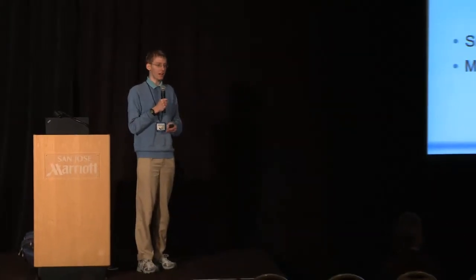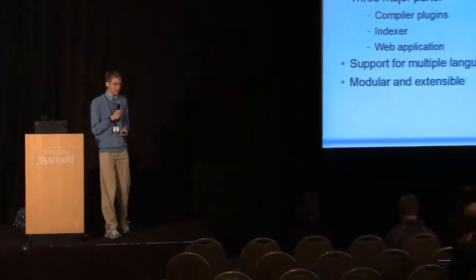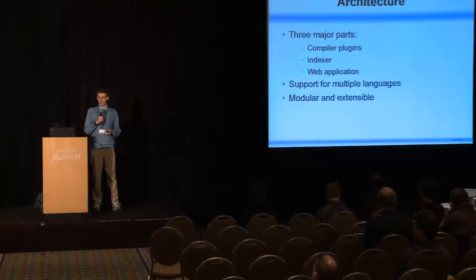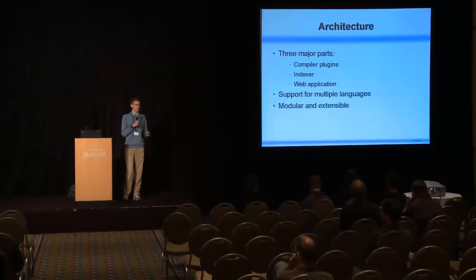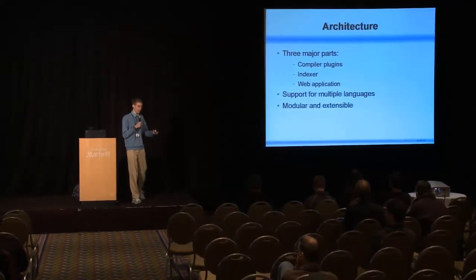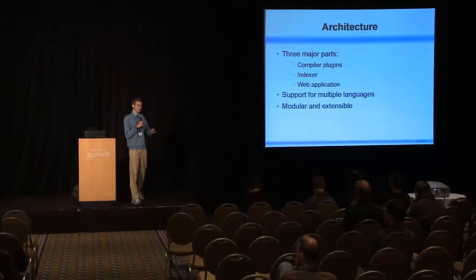So the design of DXR is that DXR gets around that by saying, look, someone already solved this problem. That's the compiler. Let's get the compiler to instrument everything and tell us what we need to know. So Clang is divided into three major parts. The first part is the compiler plugins.